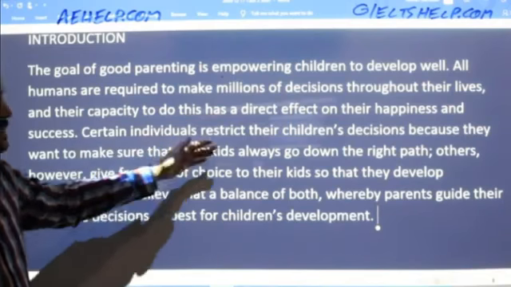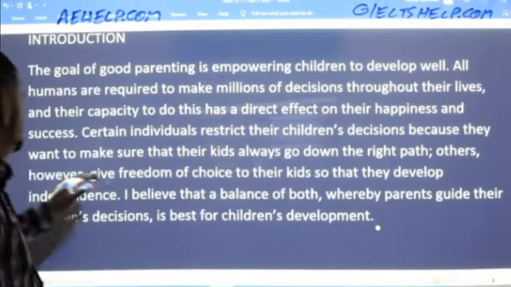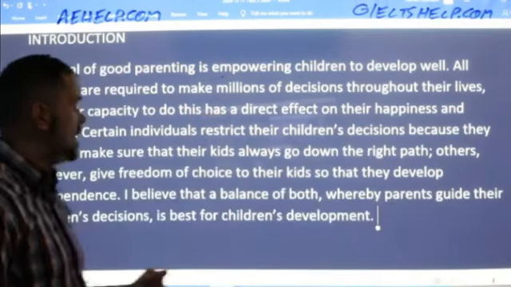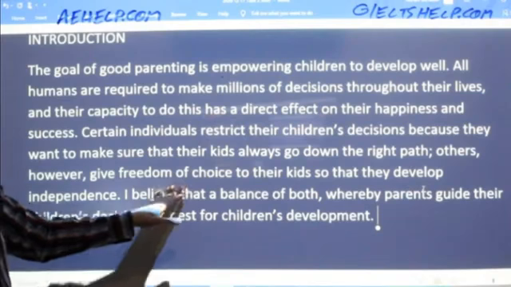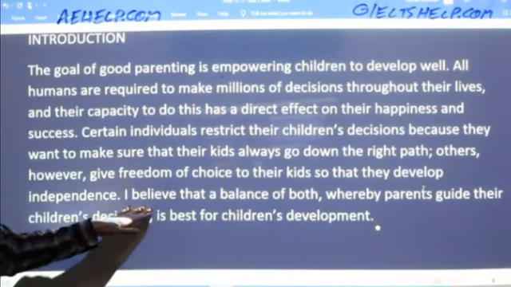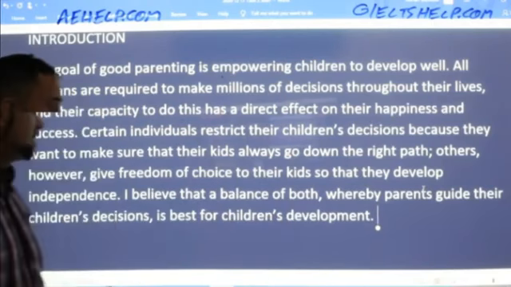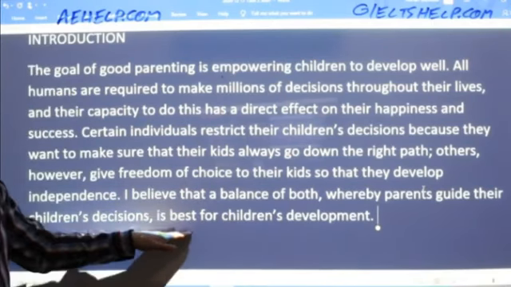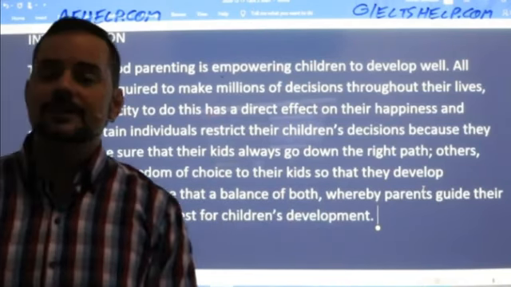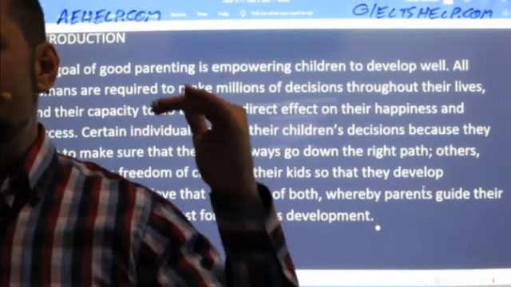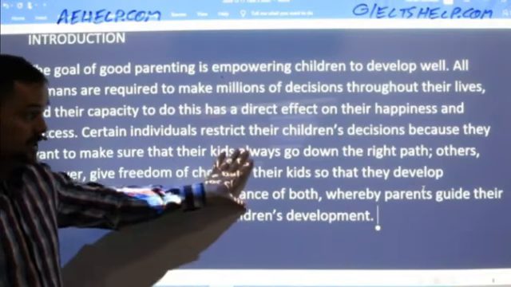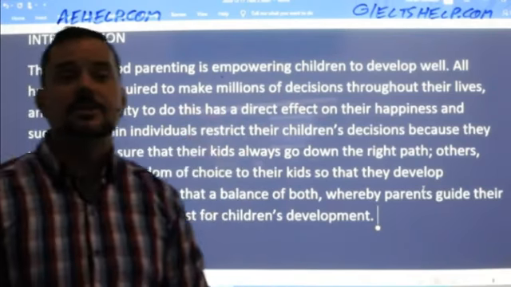Certain individuals restrict their children's decisions because they want to make sure that their kids always go down the right path. Others, however, give freedom of choice to their kids so that they develop independence. I believe that a balance of both, whereby parents guide their children's decisions, is best for children's development. All right. That will definitely set you on path for that Band 9 essay. Now, as others have proved, there are other ways to write this. Okay, this is just one way.